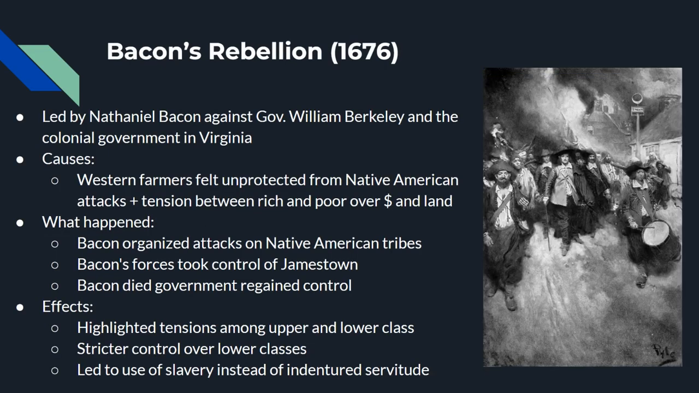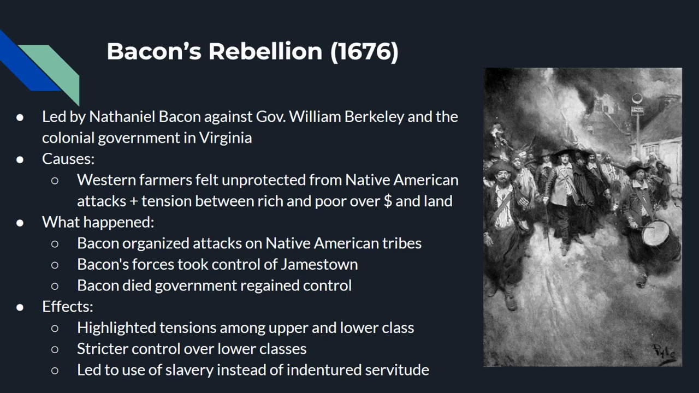Now, we do need to talk about a really, really, really important event that goes down in Virginia called Bacon's Rebellion. And this is going to pop up all over the AP exam. So make sure we really understand this whole term, this whole event. Okay, so this is in 1676. And this is a rebellion led by this guy, Nathaniel Bacon, and it's against the governor of Virginia, William Berkeley. Okay. And basically, why does this happen?